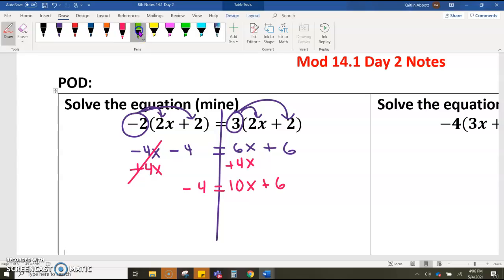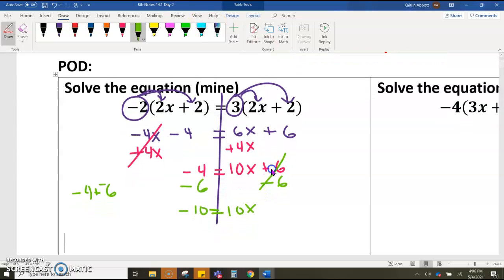Now I need to get rid of that plus 6. So I'm going to do a negative 6. Those cancel. Minus 6. Negative 4 minus another 6. You can write it like this, negative 4 minus 6, keep, flip, change. Now I got negative 4 plus negative 6, that is a negative 10, equals 10x. So this is going to turn out nice.